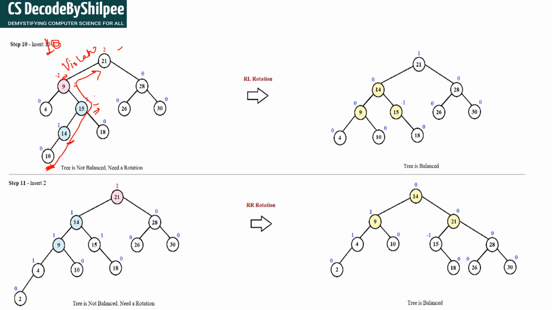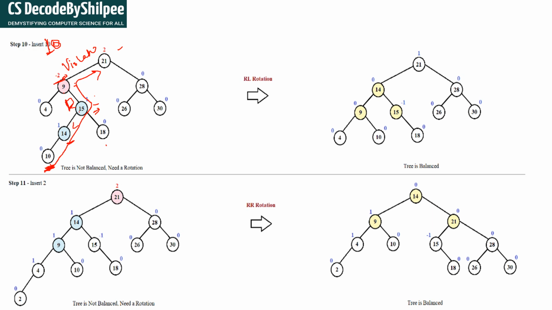Wherever the violation occurs, from that node onwards, take 3 nodes, and the direction is toward the last inserted node. The last inserted node is 10. I will not go from 9 to 18. I will go from 9 in the direction of 10. On that basis, you calculate what type of rotation it is. So 9 to 15, what is it? It is, sorry, it is right. And 15 to 14 is left.